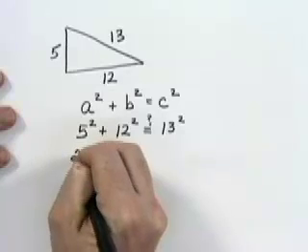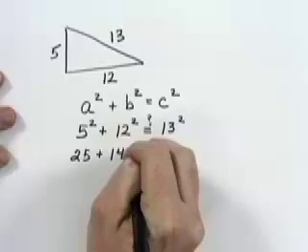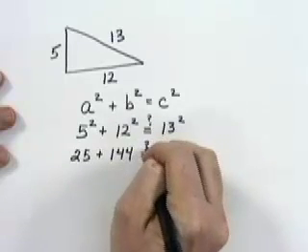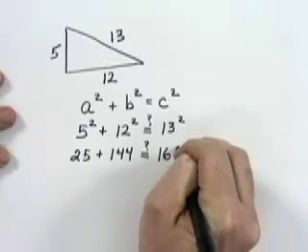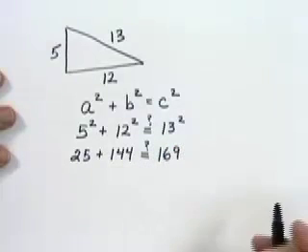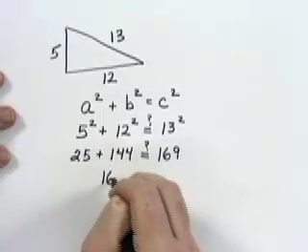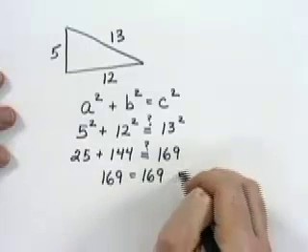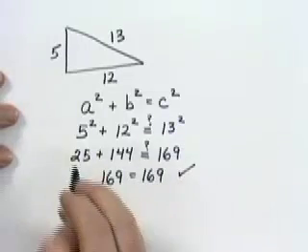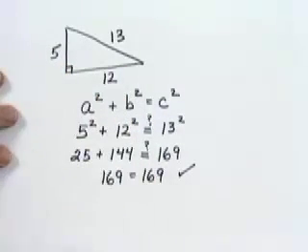5 squared is equal to 25. 12 squared is 144, and we're wondering, does 25 plus 144 equal 13 squared, or 169? Well, 25 plus 144 is 169. 169 does equal 169. Therefore, we have a right triangle where the hypotenuse of the triangle is 13.